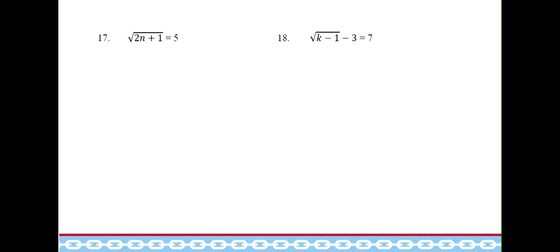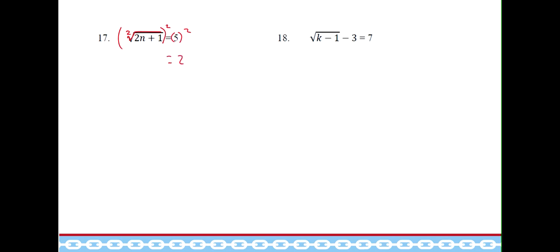Solving radical equations here to finish out the review. When we have a radical, in this case it's a square root, we need to get the radical by itself and then remove the radical. To do that, we take each side to whatever the n value is on that radical, and then we solve for the variable. So here on number 17, this is a square root. So to get rid of this whole radical here, we would take both sides and square it.